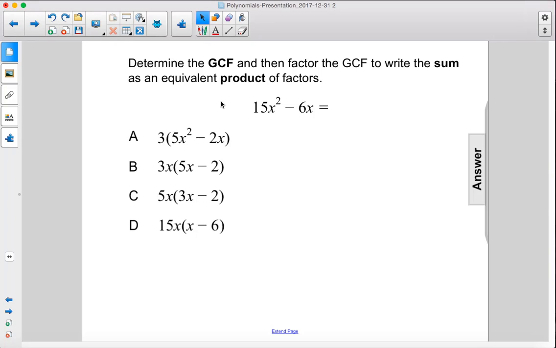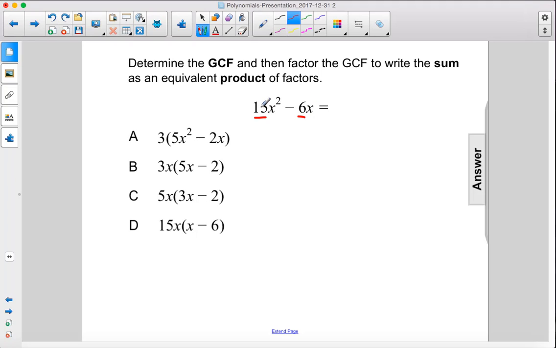Determine the greatest common factor and then factor the greatest common factor to write the sum as an equivalent product of factors. Alright, so we begin with our coefficients, 15 and 6. What is the greatest common factor between 15 and 6? Well, what I like to do is start with the smaller number and figure out what the greatest factor of this number is. So the greatest factor of 6 is 6.